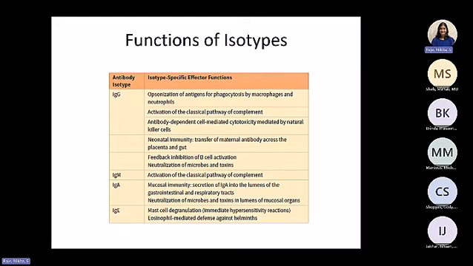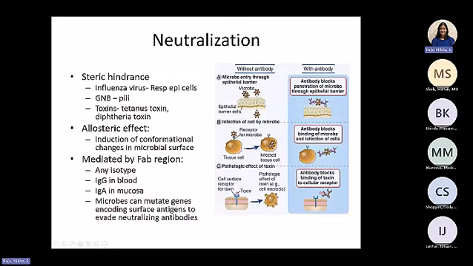IgA is important for mucosal immunity, helps in neutralization of microbes and toxins, and IgE helps in mast cell degranulation and eosinophil-mediated response. So let's talk about each of these functions.